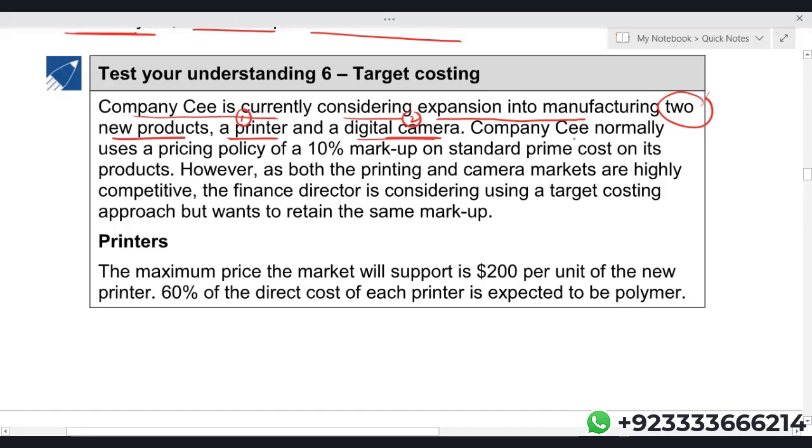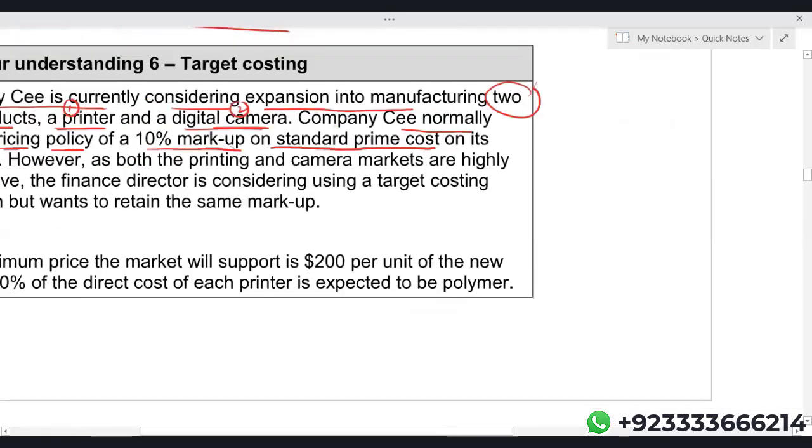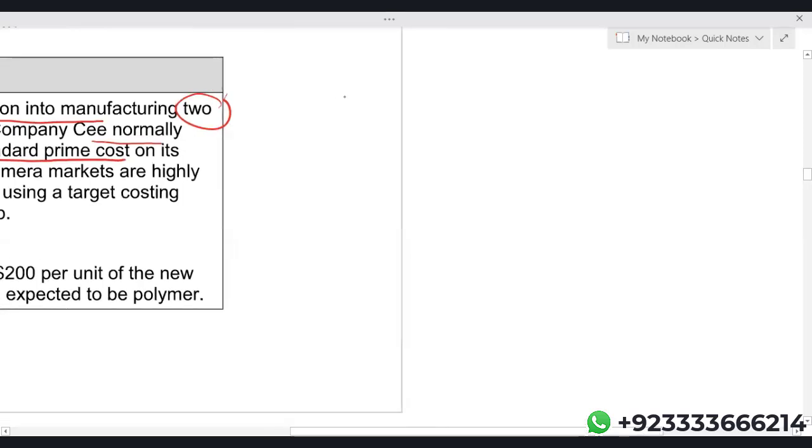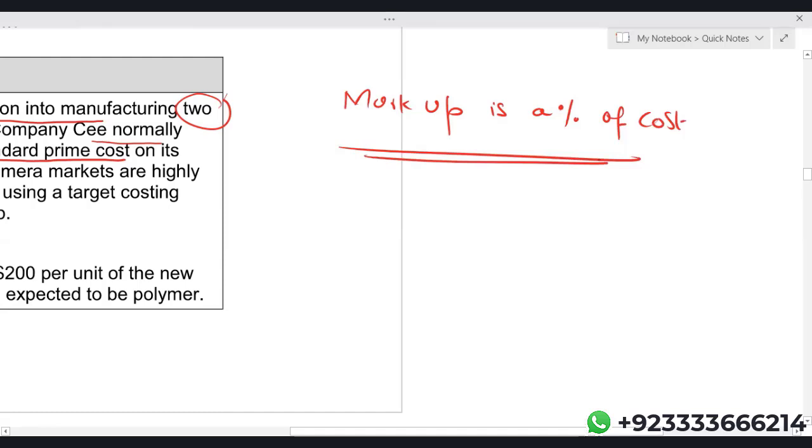Company C normally uses a pricing policy of 10% markup on a standard prime cost on its product. Prime cost means major cost. Prime cost means direct cost. Let me first explain that. Actually, when we say markup, markup is a percentage of cost. Basically, markup we apply on cost.